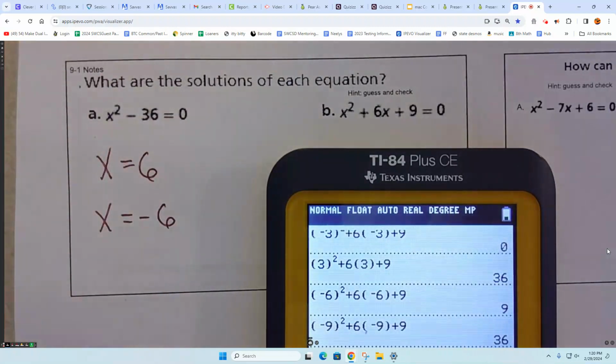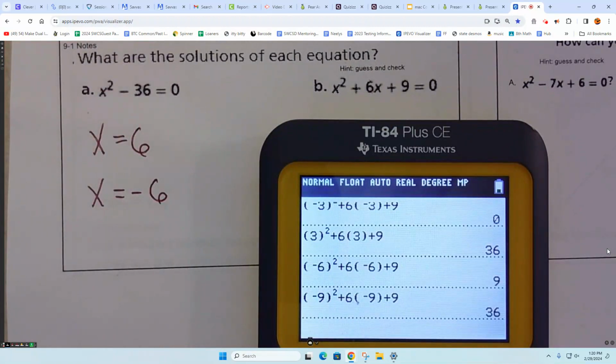Ooh, what does that tell us? It keeps getting farther. We now know what the second answer is. If we're graphing this thing, we now know where the vertex is. Where is the vertex? 36, 9, 36. It's right in between what and what?